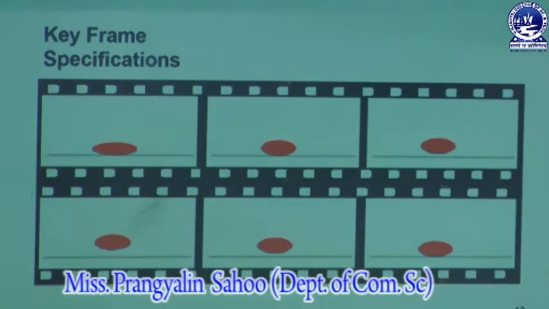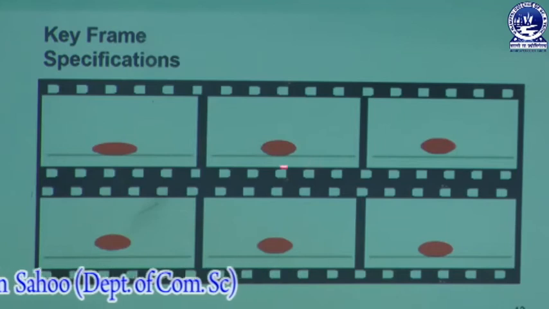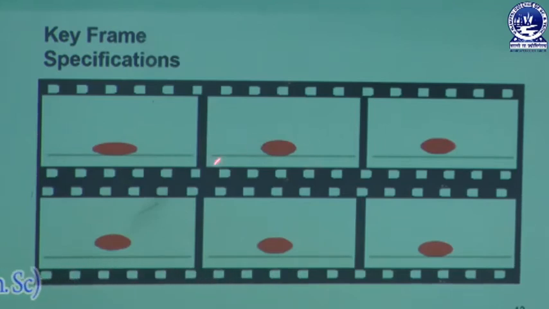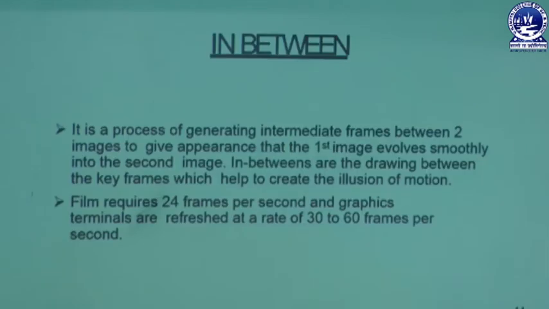And that's your keyframe specification structure. That means from one frame to another, when the pictures move, how much time is required is defined by the keyframe specifications. Specially, the starting to ending positions of the given animation are defined. Next we go to in-between. It is the process of generating intermediate frames between two images to give the appearance that the first image evolves smoothly into the second image.